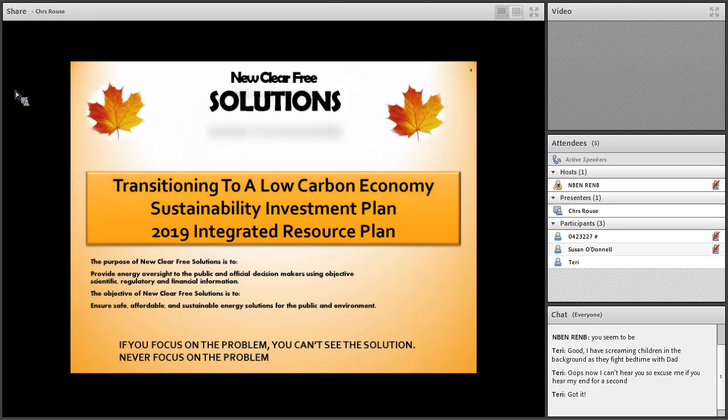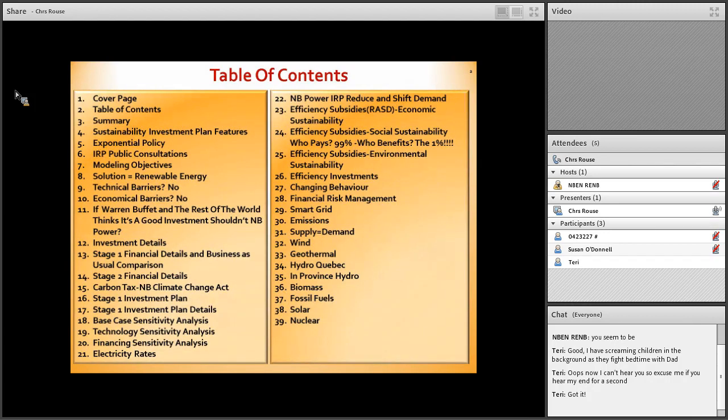I have rebranded it to be called the Sustainability Investment Plan instead of a Carbon Tax and Investment Plan, because nobody seems to really like a carbon tax. So I've kind of rebranded it a little bit. So this is just a table of contents. We won't go through that because we'll be going through each slide.